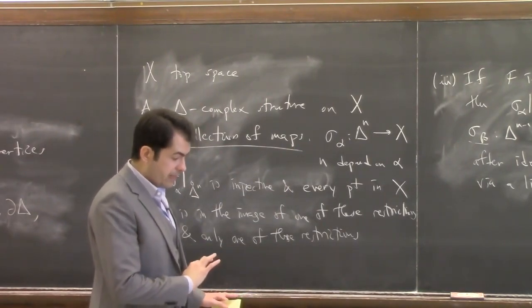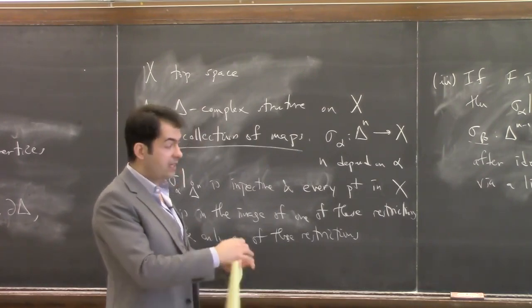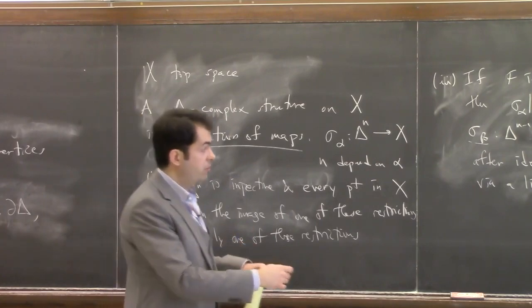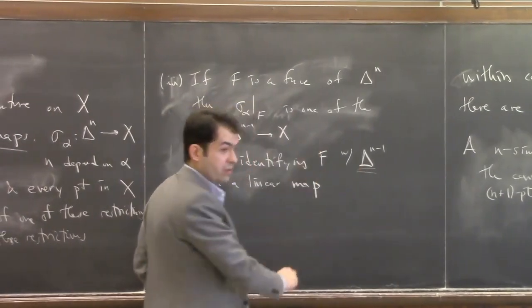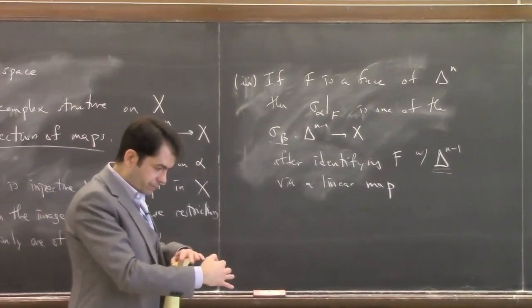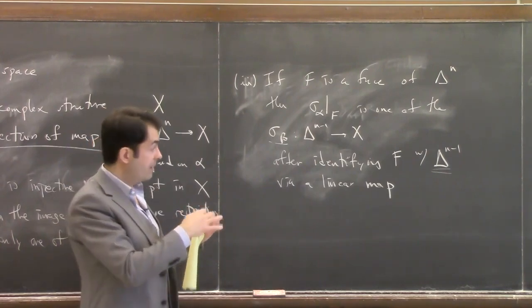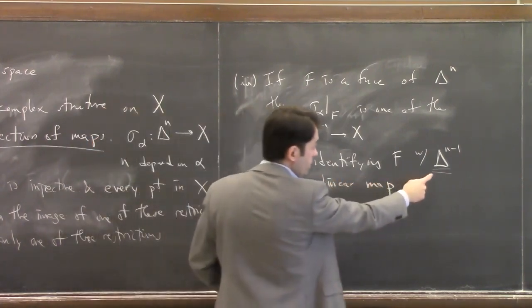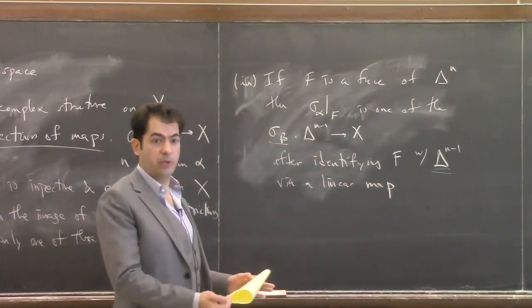And it's one of those maps in the simplest possible way. So you're just taking that face that you have, and you're identifying it with the standard n-1 simplex by a linear map, right? So you're not doing anything interesting when you have that face and you view it as the n-1 simplex. You're just linearly interpolating.